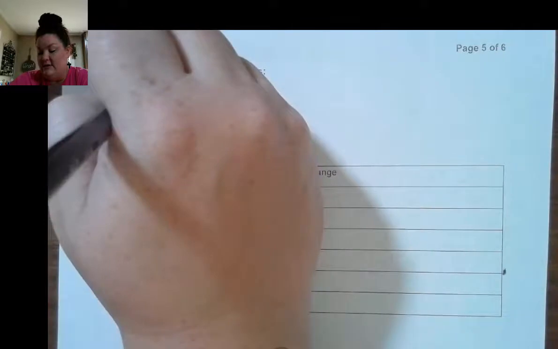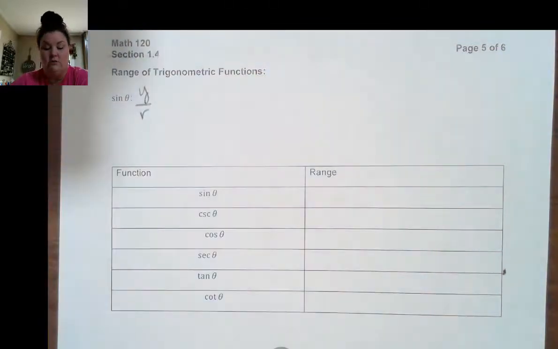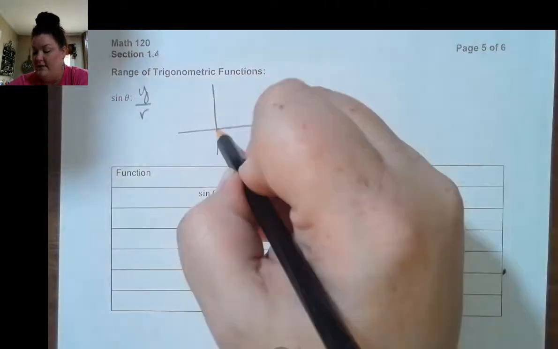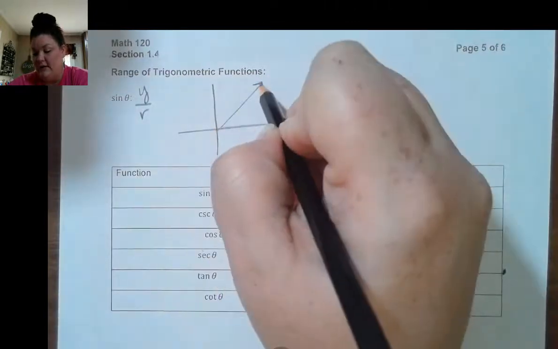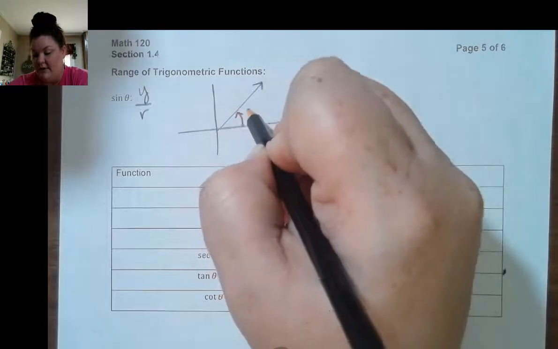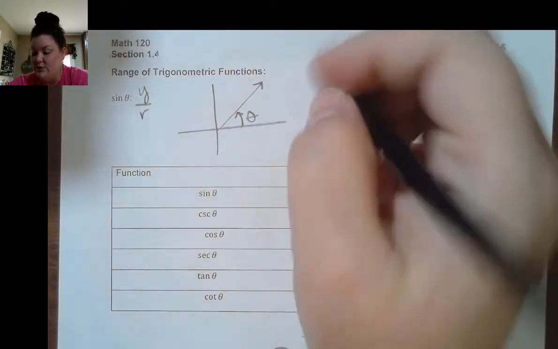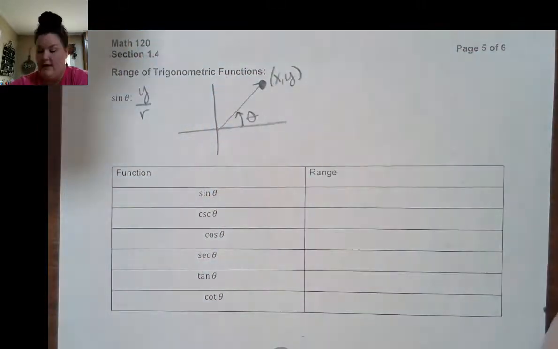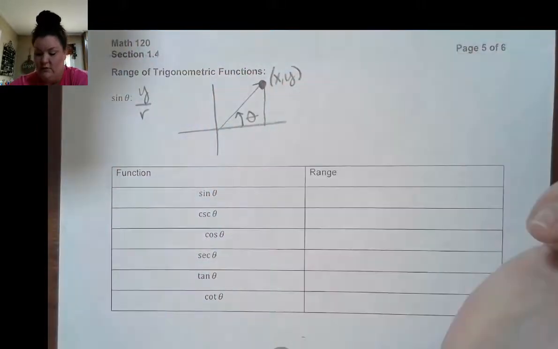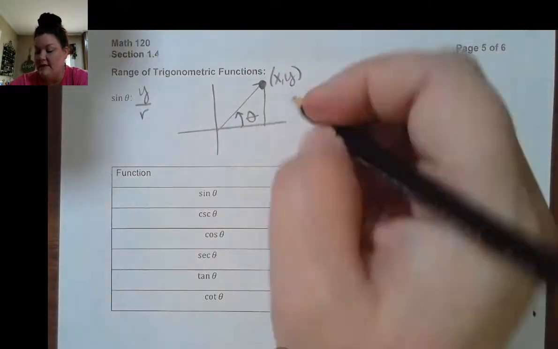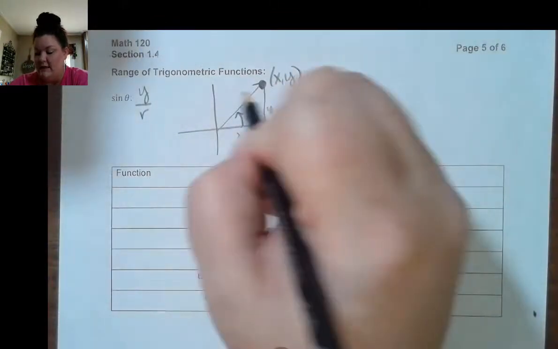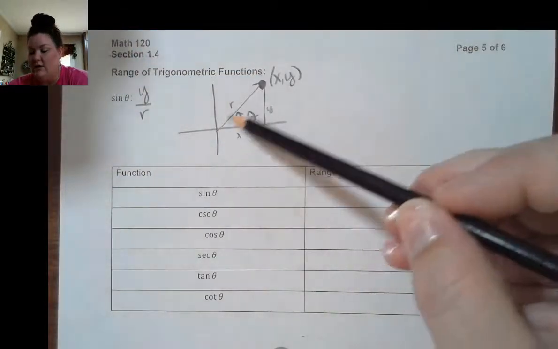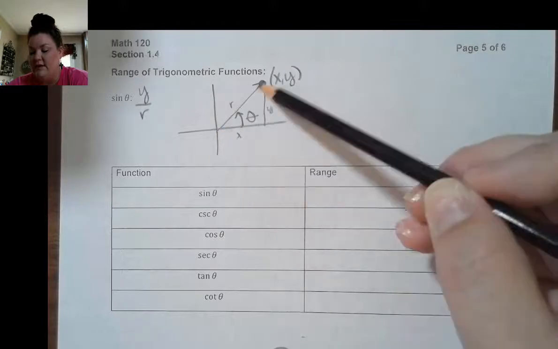Sine is y over r, right? So let's just put it in standard form. We would have our terminal side with our angle theta here, and maybe this goes through some point (x, y). And we can draw down our little triangle. So this is our x side, this is our y side, this is our r side. Now, it's true for any triangle that this hypotenuse length is the longest length.